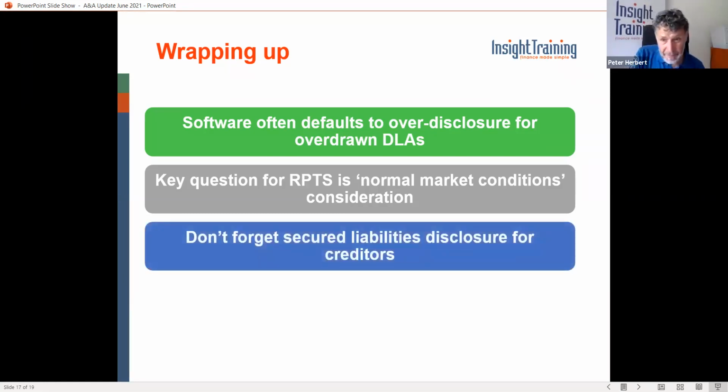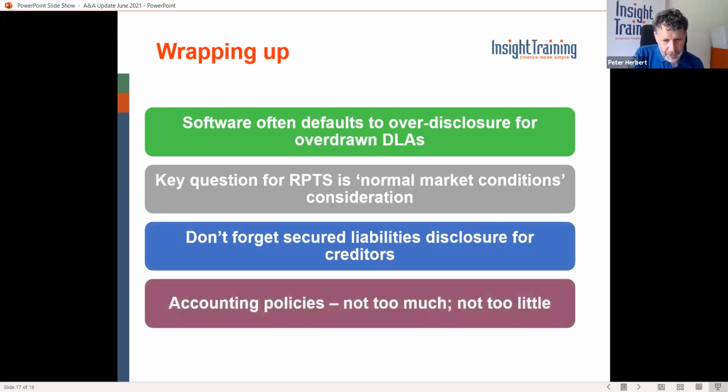Don't forget the secured liability disclosure for creditors. I think that the finance lease and HP creditors often gets missed out of that. So that's something which, although it's only an aggregate disclosure, would need to be included. And accounting policy notes, not too much, not too little. I know that firms will do accounts production on a big scale for small companies, and won't have hours to agonize over every last word. But I think often there is too much loaded in, which is not really involving any sort of policy or any sort of judgment. I think paring back can be helpful.